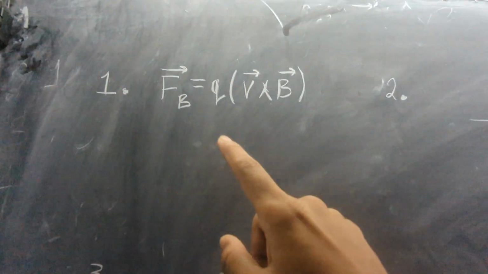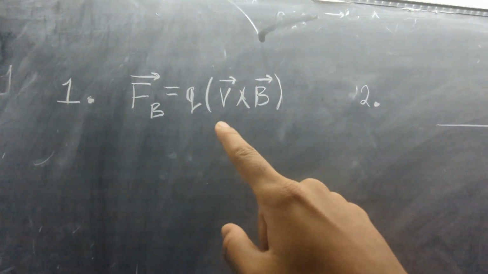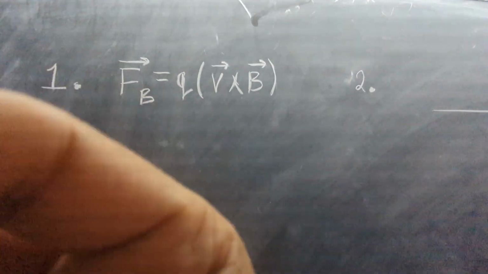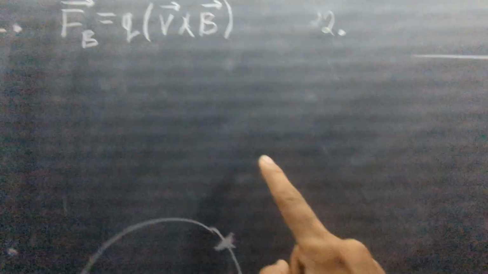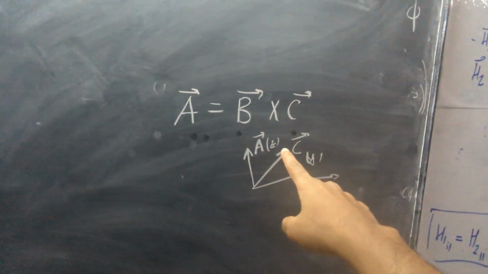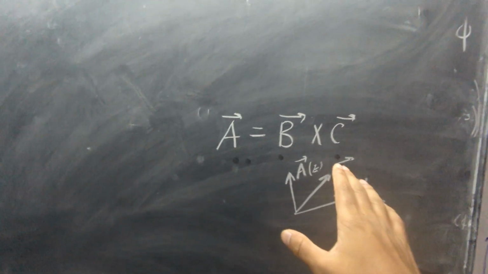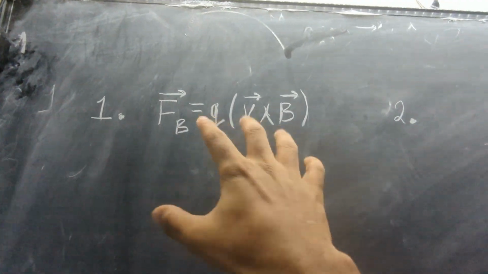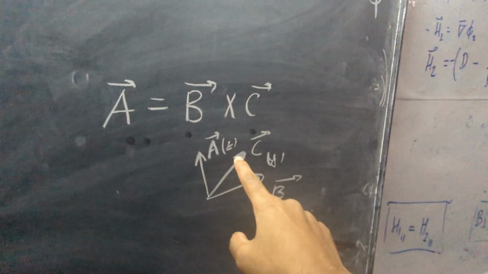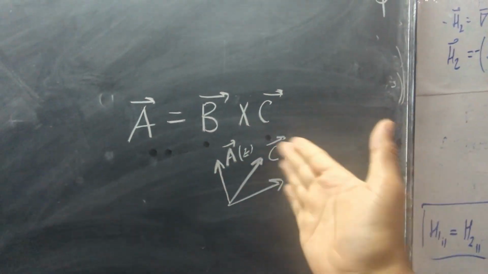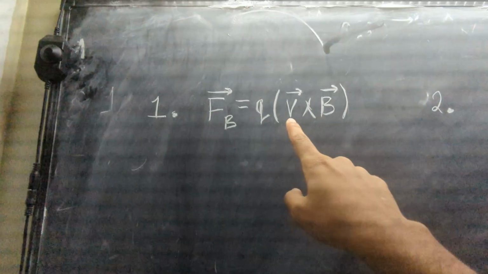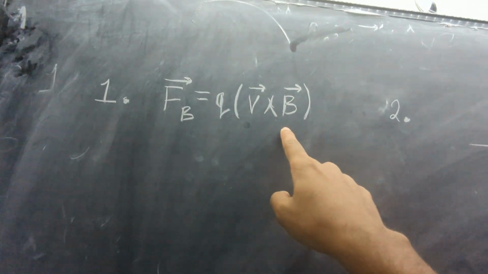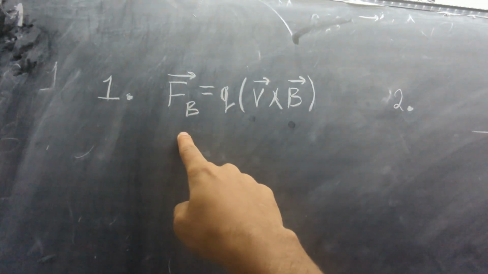Now, you have this formula where F_B equals Q V cross B, okay? So this formula is the same as this one. So when I use the right hand rule here, I need to curl my fingers from V to B, and the thumb will point to the direction of F_B.